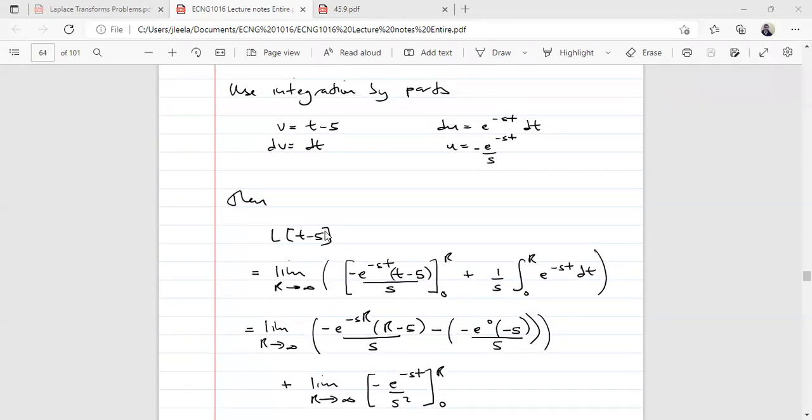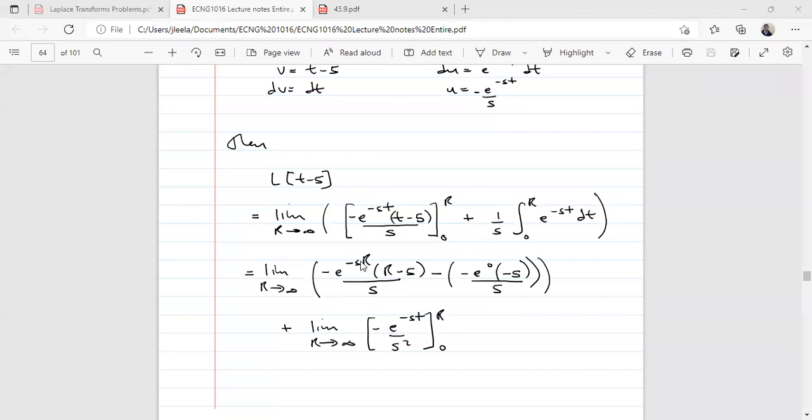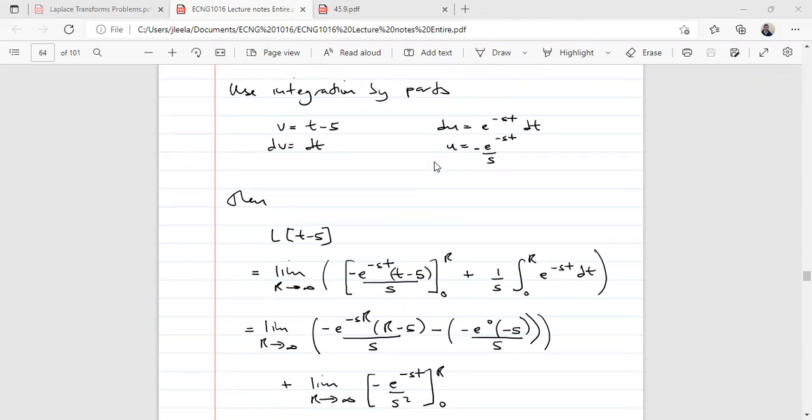So now you're taking the limit as r tends to infinity of uv, which is t minus 5 times minus e to the minus st over s, which is what you have here in the square brackets. And your limits here will be r and 0. And then you're taking v du, which is this here. So you have minus e to the minus st over s, so you're minusing that. So a minus minus would be a plus.